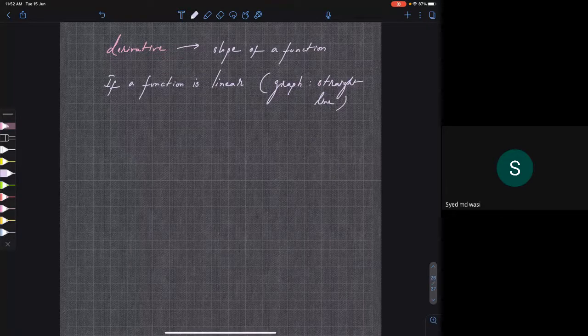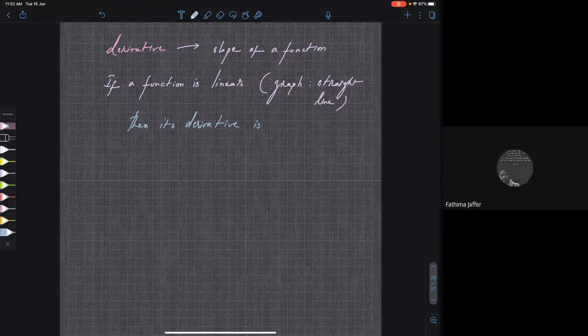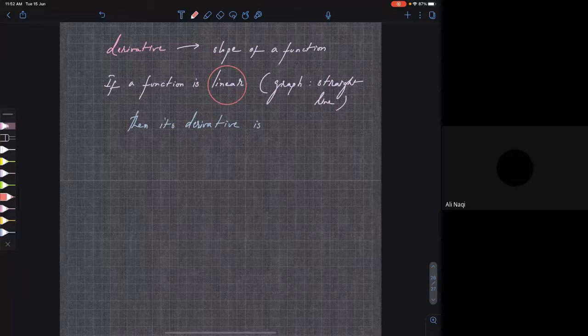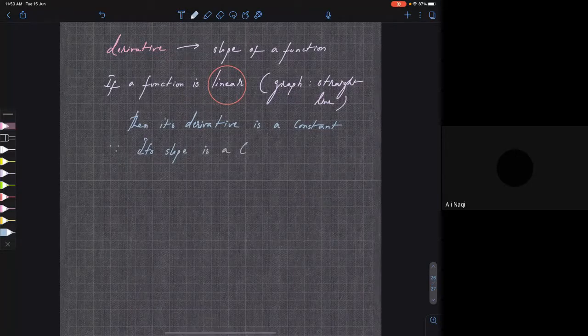Now if a function is linear, then its derivative is, tell me, its derivative is a constant. Very good. If the function is linear, then its derivative is a constant, since its slope is a constant. Do you agree?